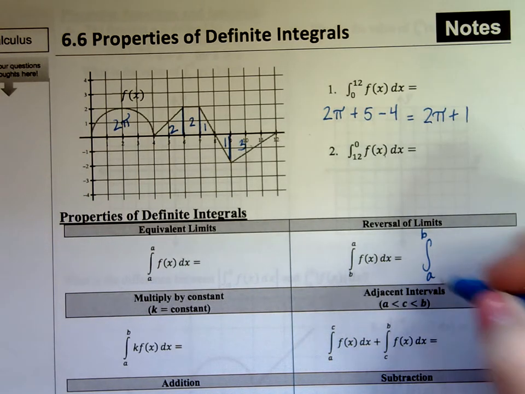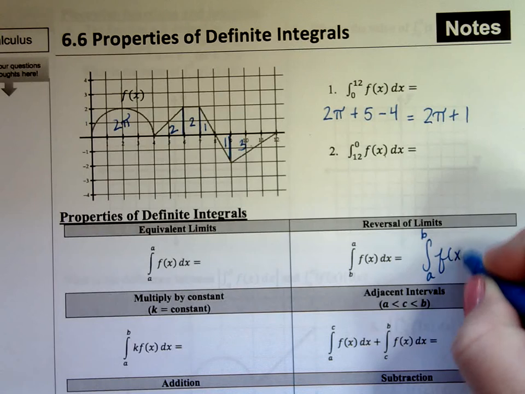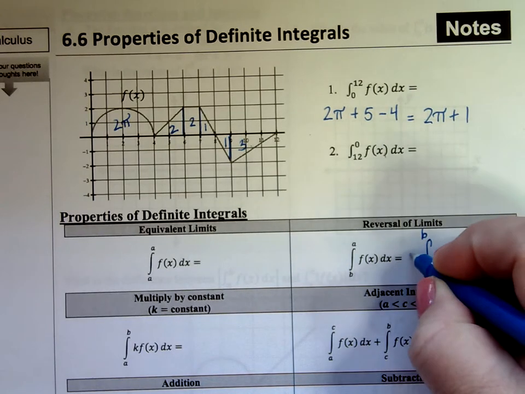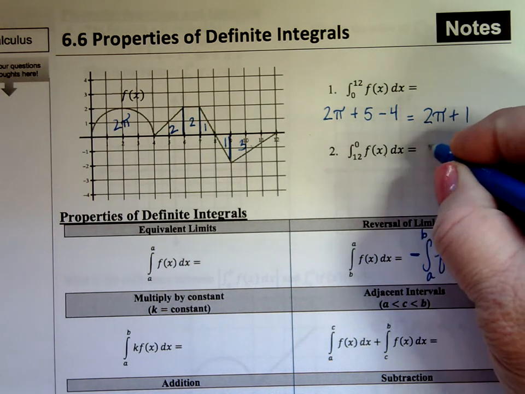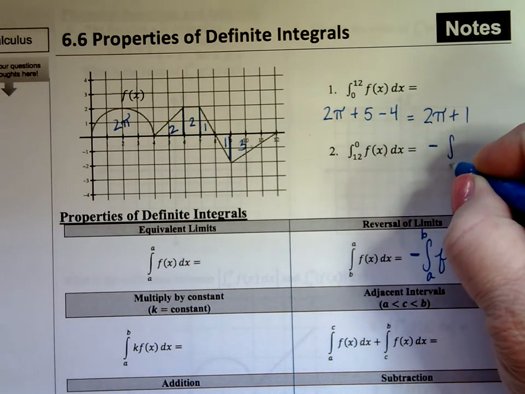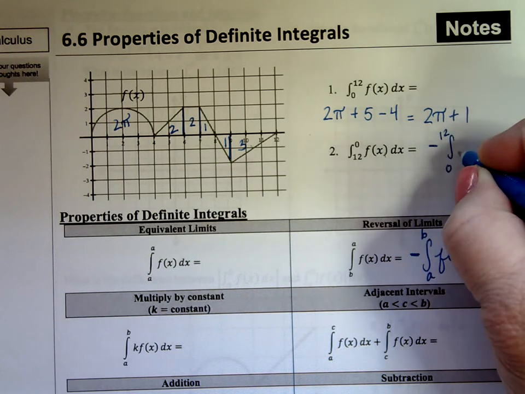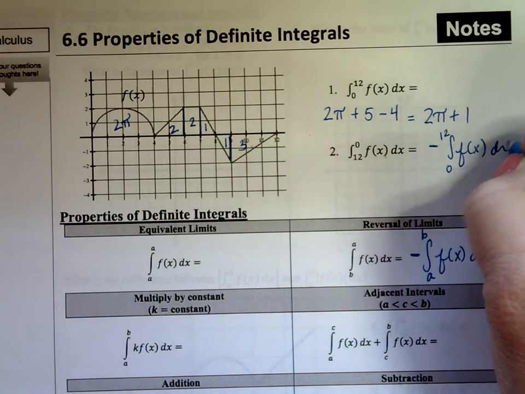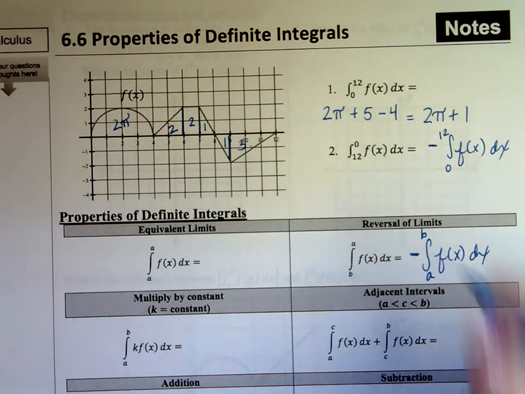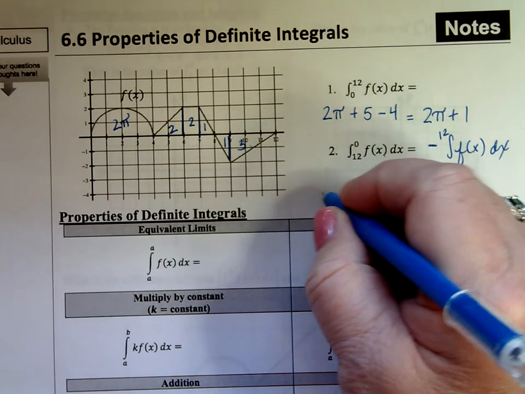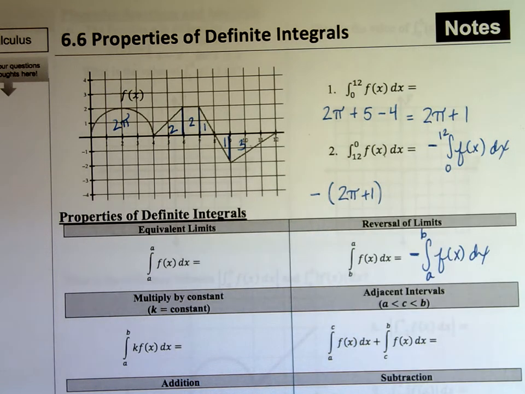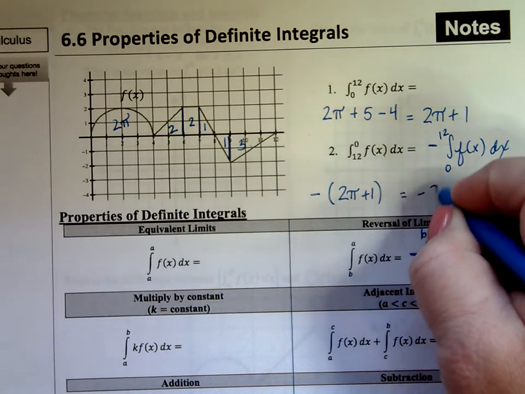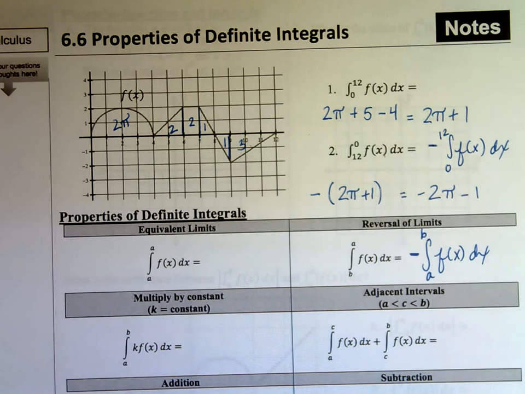If you change those bounds around the way that you want to, all you need to do is put a negative sign in the front. That's the rule. That's the property for integrals. So if I want to change this around, it's going to be a negative integral from 0 to 12 of my function f of x with respect to x. Well, I already figured out what it is from 0 to 12. Now I need to make it negative. So it's negative of 2 pi plus 1. When I distribute the negative, it's going to be negative 2 pi minus 1.